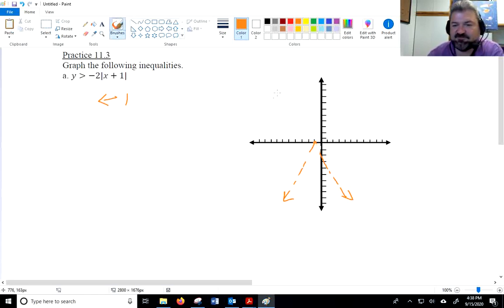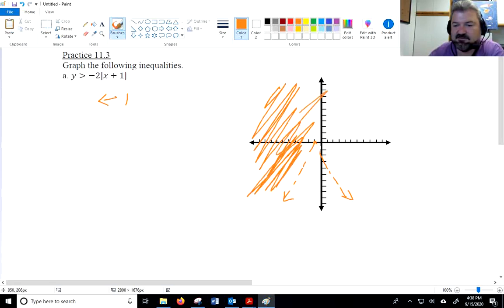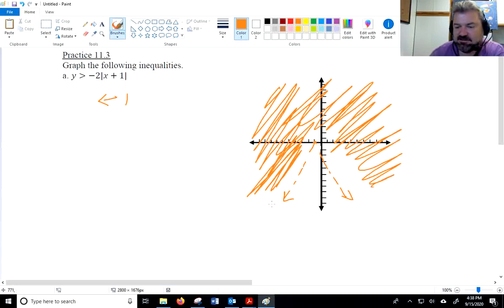It's good enough. So where is it greater? It's greater all the way out here. So we're just kind of carving out this little triangle shape in the coordinate plane where it won't be shaded.